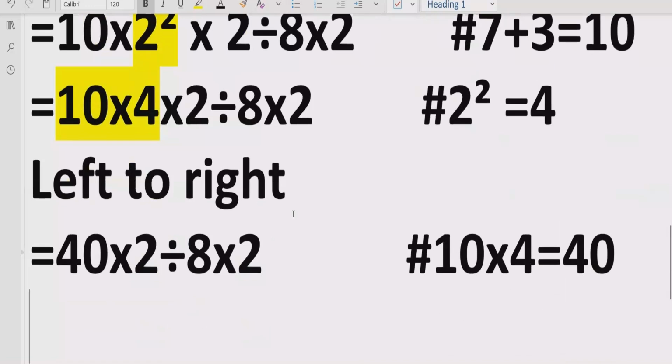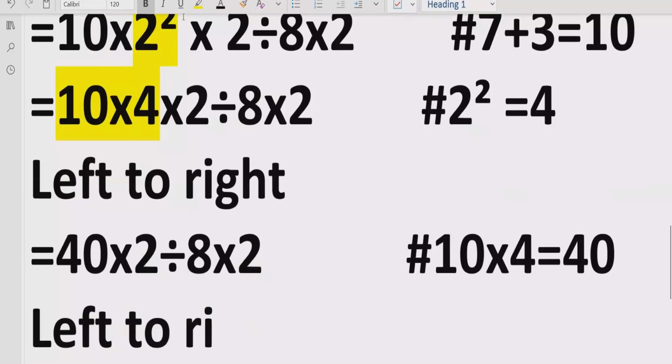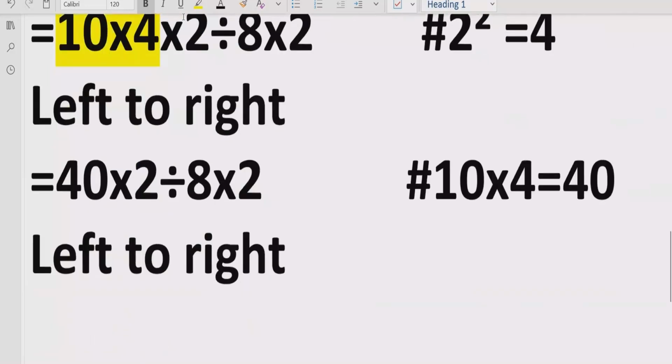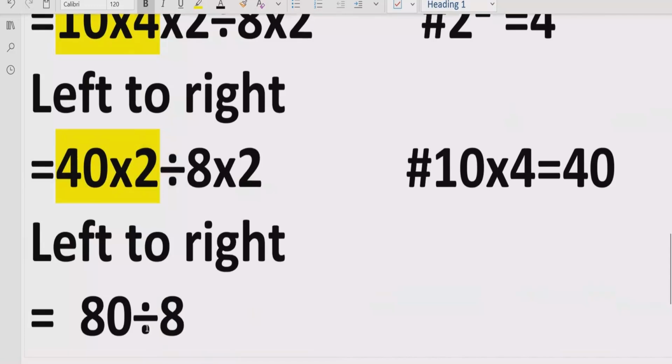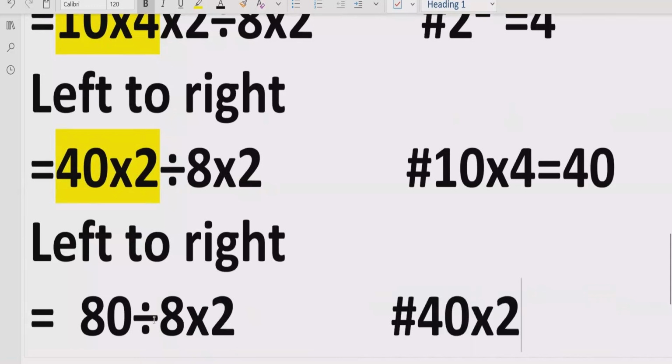Now we go again left to right. So far we have solved only some of the multiplication and division. This time we have 40 multiplied by 2. We solve this one and it becomes 80, and divided by 8 multiplied by 2, we write as it is. And here we give the reference: 40 multiplied by 2 equals 80.